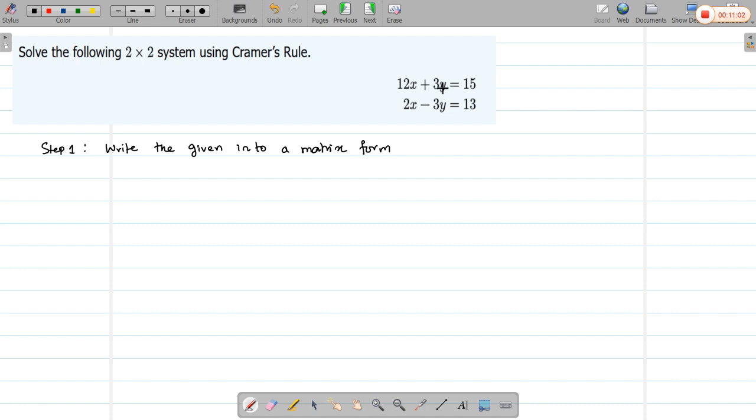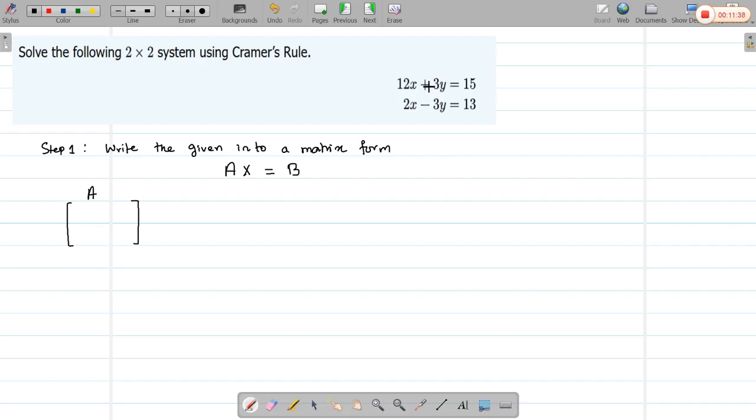This is the given equation, right? Now I am going to convert this equation to a matrix form. The standard way of writing an equation in matrix form is AX equals B. So what is A and what is X and what is B? Let me explain. A is the matrix we call the coefficient matrix.